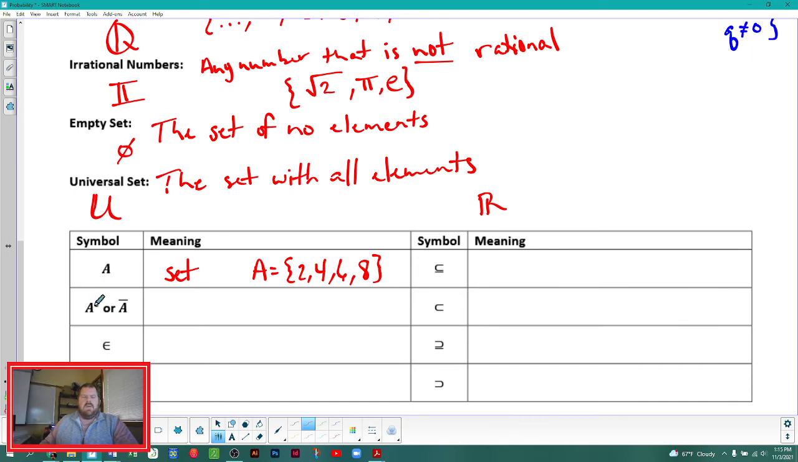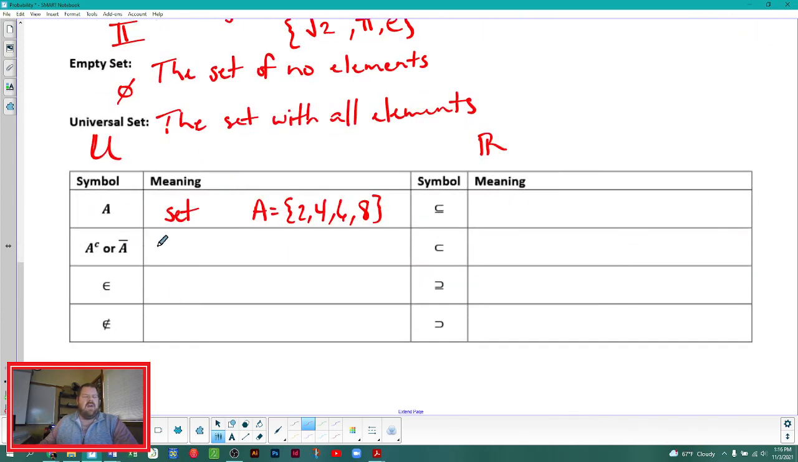Okay. Now, if we put a little c in the superscript, like where we'd put an exponent, or if we put a line over A, we mean the complement. That's the word for it. The complement of A, which just means everything that isn't A. I'm just going to say, to be a little bit quick about it, not A. But it's everything that's in the universal set that's not in A.